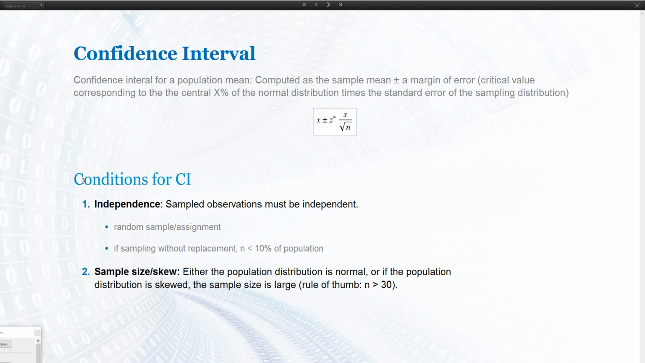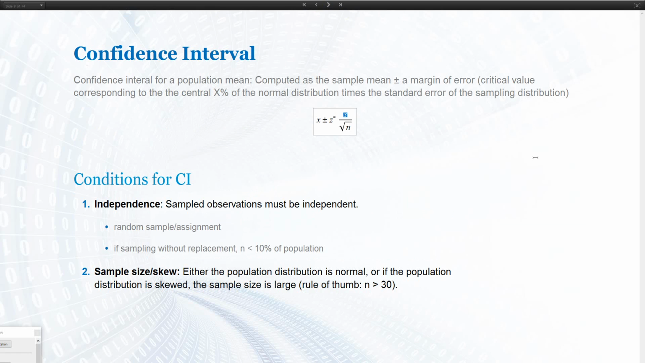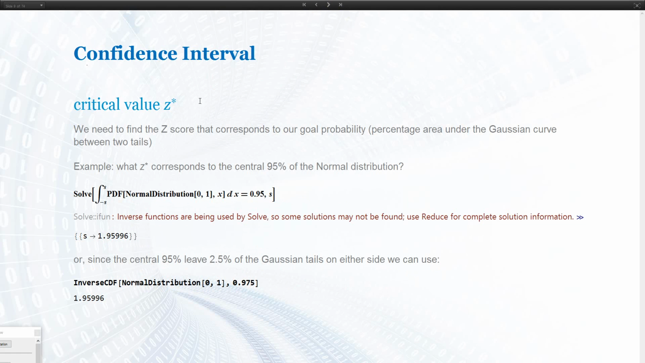Okay, here I give some conditions for the confidence interval, which are the same as for the normally distributed samples. What is the name of Z? This is the critical value, the z-score. I'm coming to this. This critical value, C score.